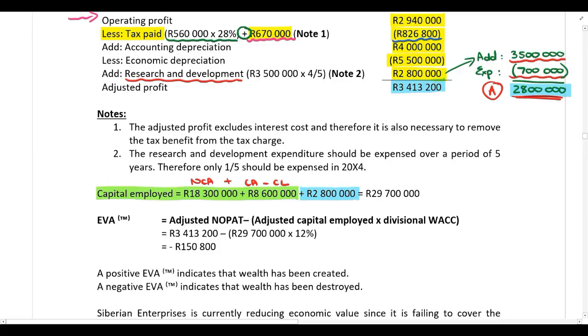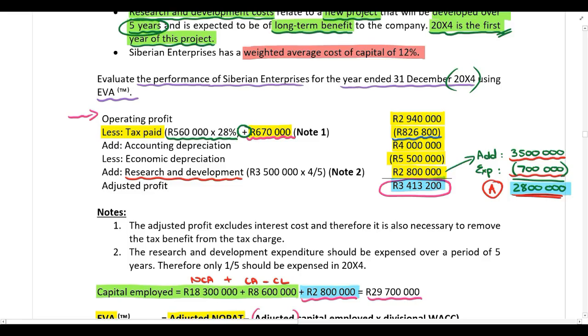We can then wrap this up and calculate EVA. We take our adjusted net operating profit after tax, so this amount over here. We deduct our adjusted capital employed. It's the adjusted capital employed because it's been adjusted for the research and development costs that were capitalized. So take your adjusted capital employed and you multiply by your divisional weighted average cost of capital. So just above, I told you, Siberian Enterprises has a weighted average cost of capital of 12%.